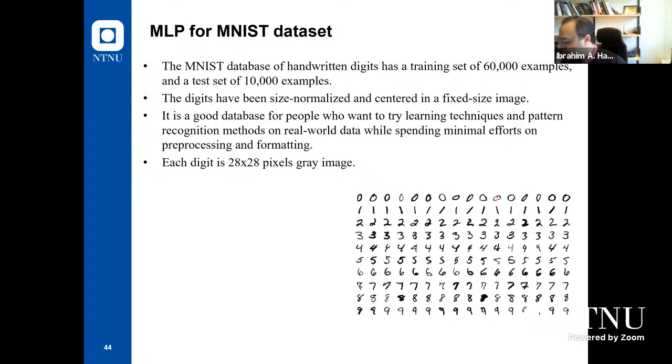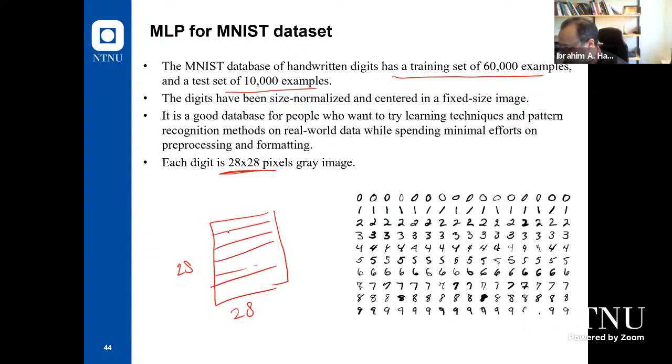MNIST is a dataset. It's 60,000 examples for training and 10,000 for testing. So it's already divided. You don't need to divide it, in fact, because when you download and import those datasets, you will get 60,000 images for training and 10,000 images for testing. And each digit consists of 28 times 28 pixels. So in fact, each digit is in 28 times 28 pixel values, right? So it will be like this.